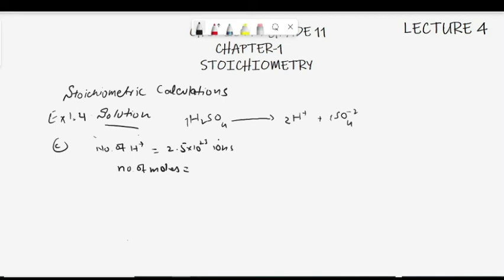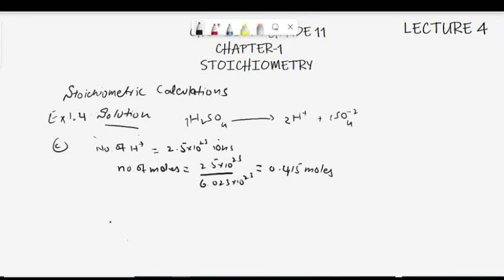If you want to calculate number of moles, then of course you have to divide the number of ions by the Avogadro's number. So this is equal to 2.5 into 10 raised to power 23 divided by 6.023 into 10 raised to power 23, and this will give you 0.415 moles of hydrogen ions.